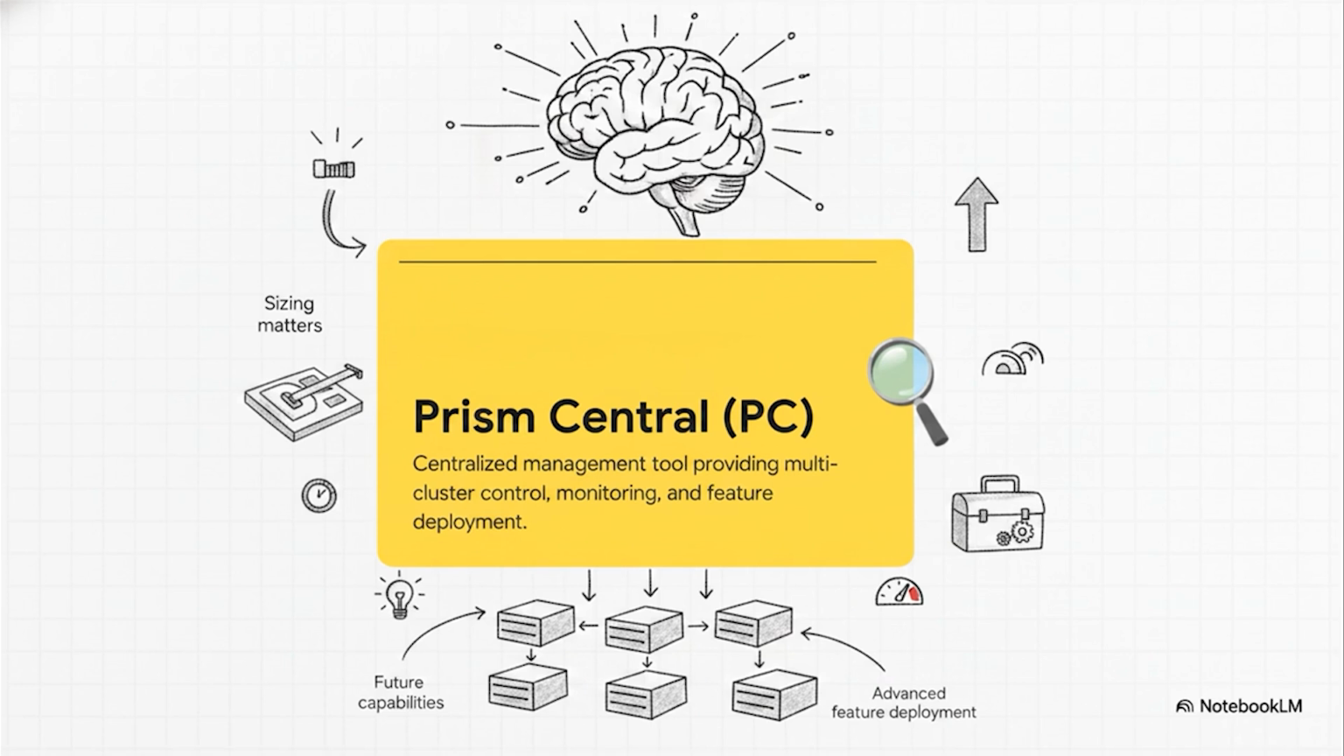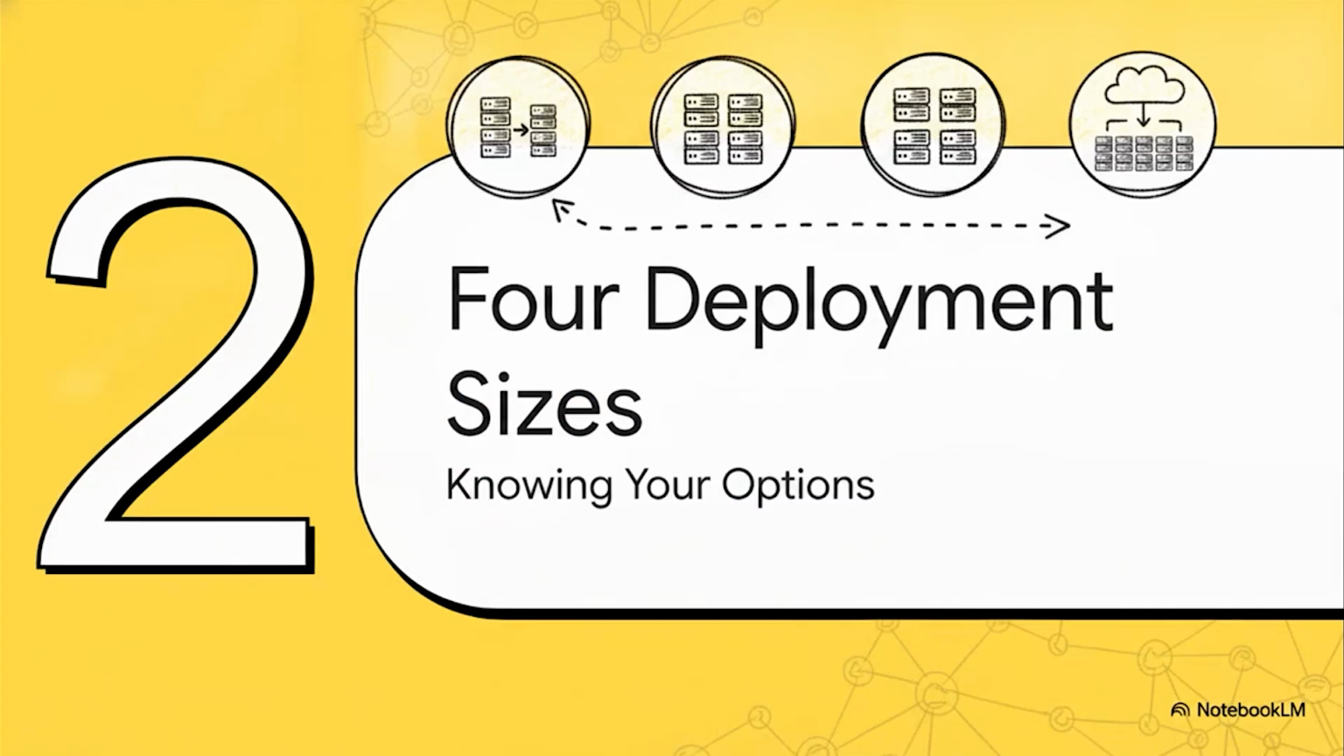So why does the sizing of this brain matter so much, and why does Nutanix test you on it? Well, it's because getting your sizing right on day one literally dictates what features you can actually run. If you under-provision your Prism Central instance right out of the gate, your management plane simply won't support the advanced capabilities your data center is going to need tomorrow. It's that simple.